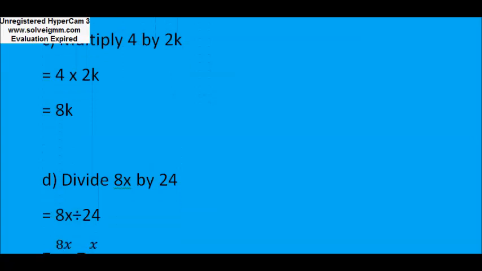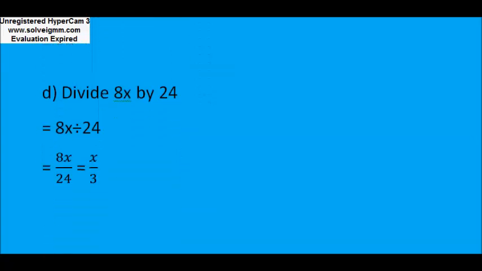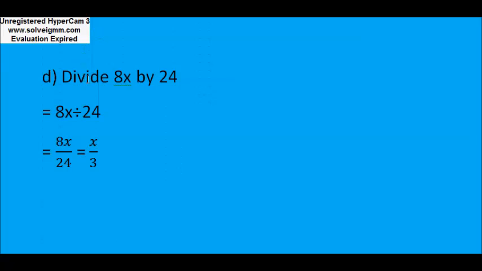Now the last part D, divide 8x by 24. In case of division you can use this sign of division, 8x divided by 24, which is equal to 8x over 24. You can write in this way. Fraction means division. Here you can divide 8 by 24. 8 1s are 8 and 8 3s are 24. So your simplest answer is x over 3.